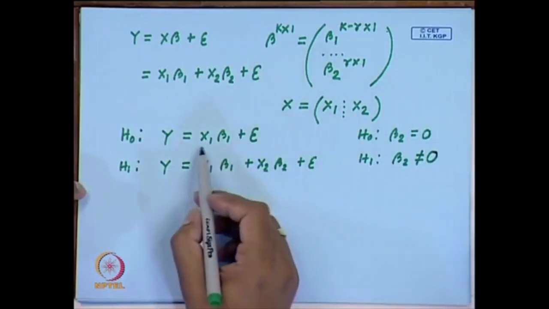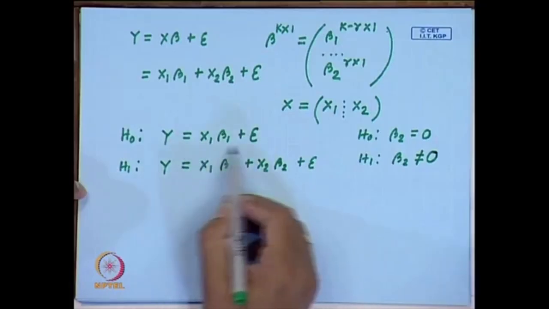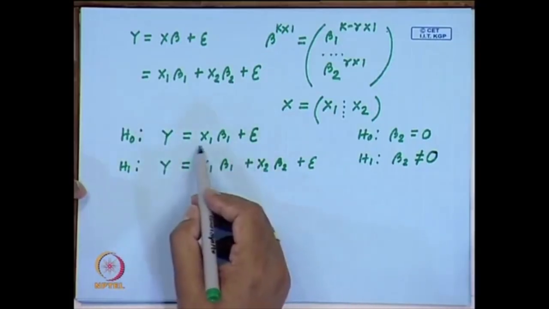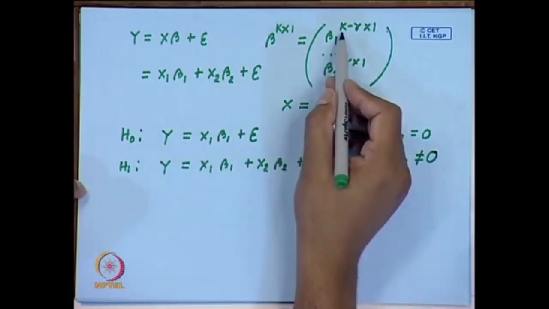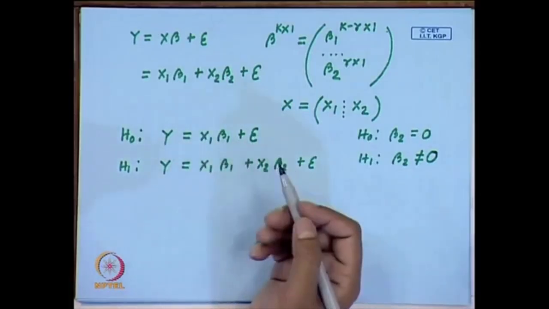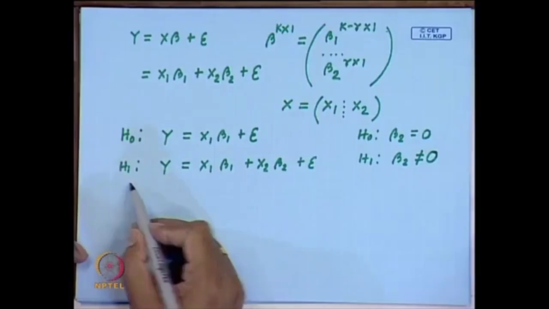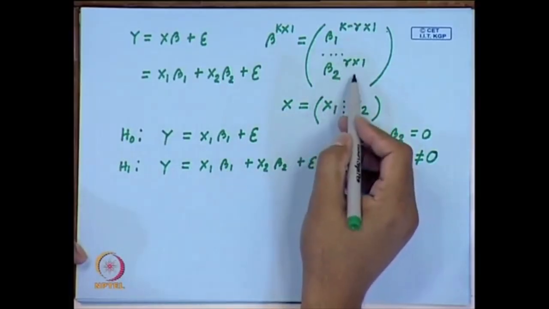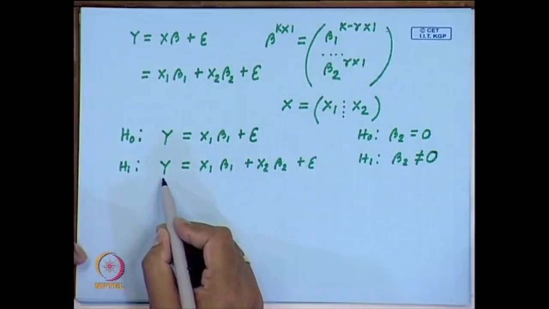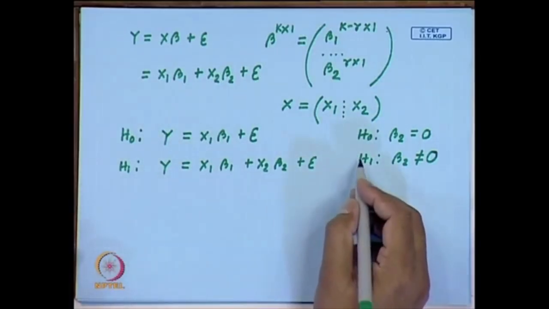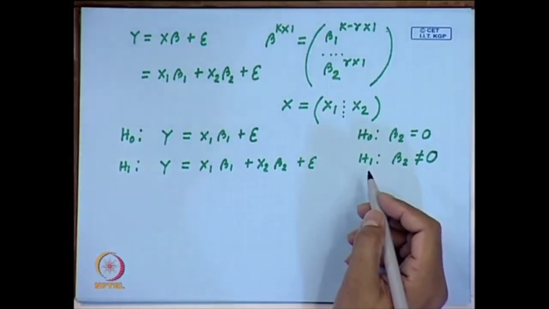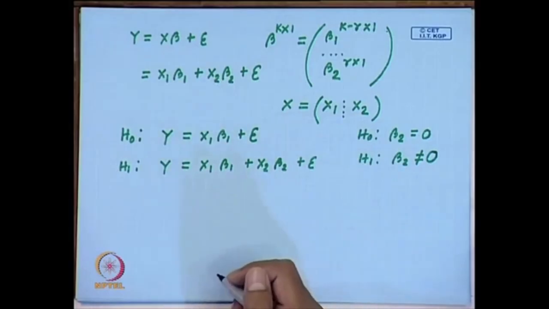So, what you claim is that, we call this one the restricted model. You feel that this restricted model, the first k minus r regressors, are enough to explain the variability in y. You do not need the last r regressors. Well, and the alternative hypothesis says no, the last r regressors are also significant to explain the variability in y. So, to test this type of hypothesis, we use the extra sum of square technique.